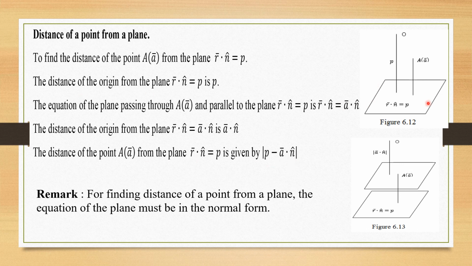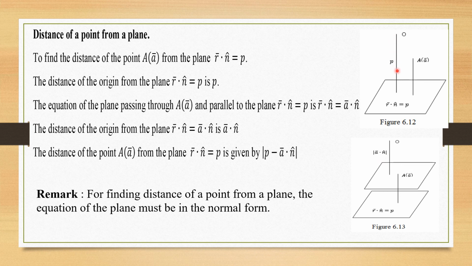Here is the distance from the plane. We know that from origin, the distance to the plane is p. Take the parallel plane passing through A. Its equation is r dot n cap equal to A vector dot n cap. Hence, from origin, the distance to the parallel plane is A vector dot n cap.